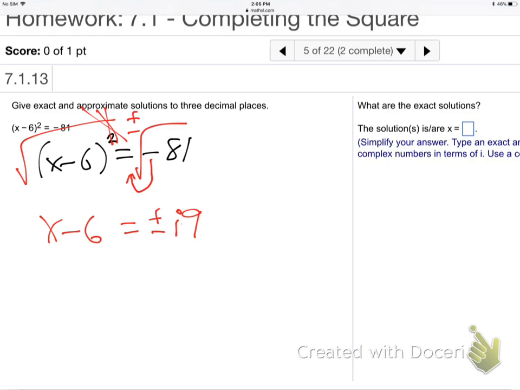Everybody good with that 9i over there? And then we grab the 6 and jump it over. Becomes a plus 6. I'm going to make it 9i, and that's it. We don't have to do that one on a calculator because it ain't real. There's nothing you can type in for i. We're just done right there. They won't ask you for a calculator answer.